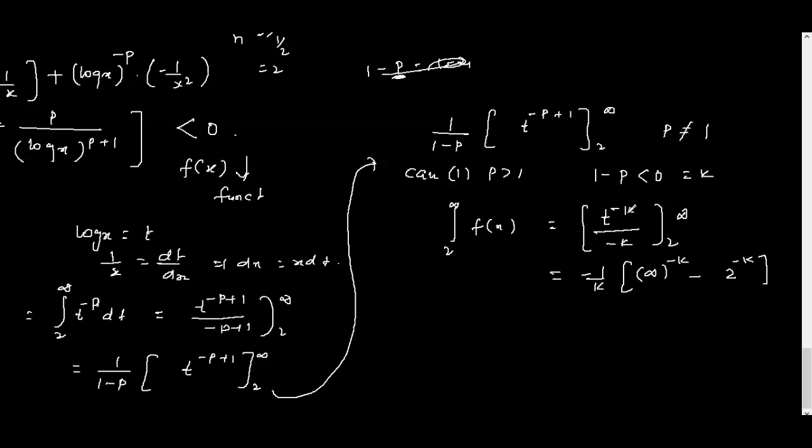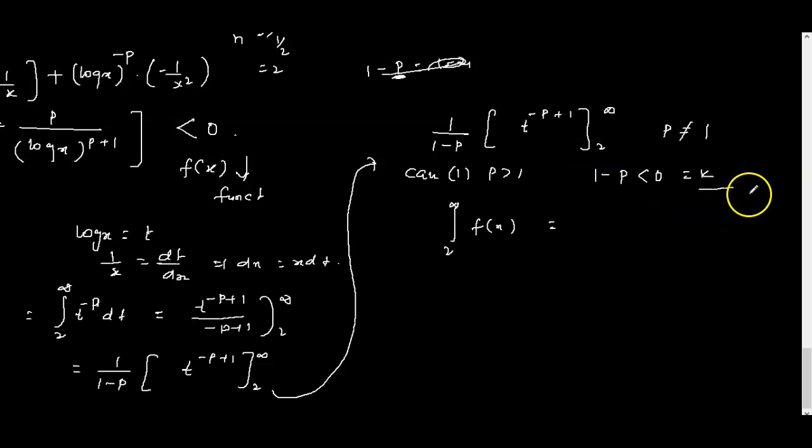Not getting? See here. Still in doubt? Till here is fine? Let's consider some value, it will be easier for you to understand. 1 by 1 minus p is what? That is less than 0, right? Less than 0 means some negative value, right? Negative 5, negative 6. That's why I am considering this k, and k is a negative value.